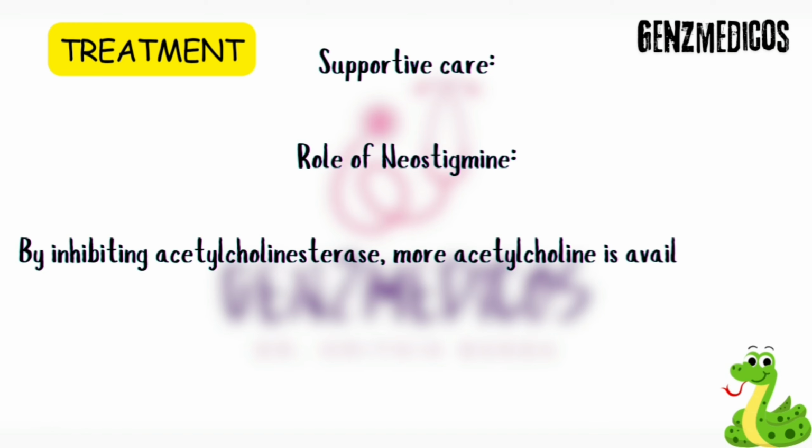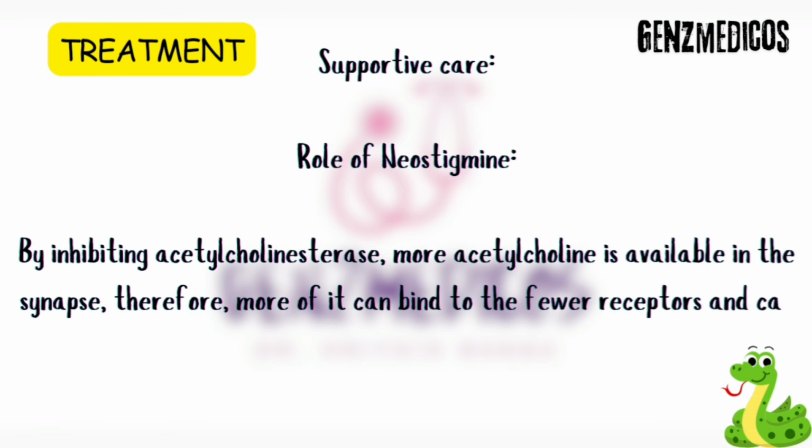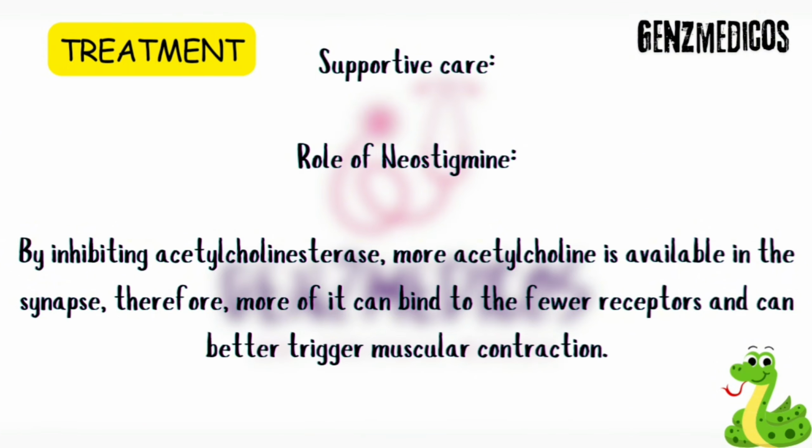And what is the role of neostigmine again? By inhibiting acetylcholinesterase, more acetylcholine is available in the synapse, so therefore more of it can bind to the fewer receptors and can better trigger muscular contraction.